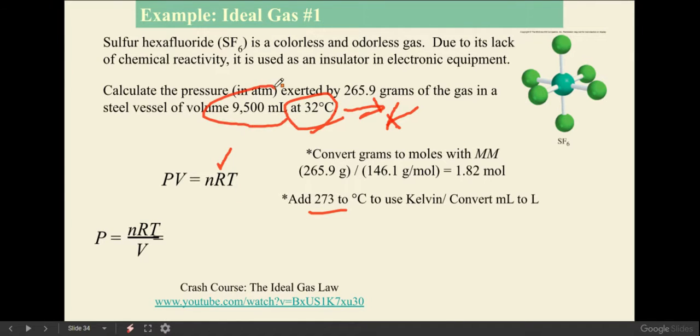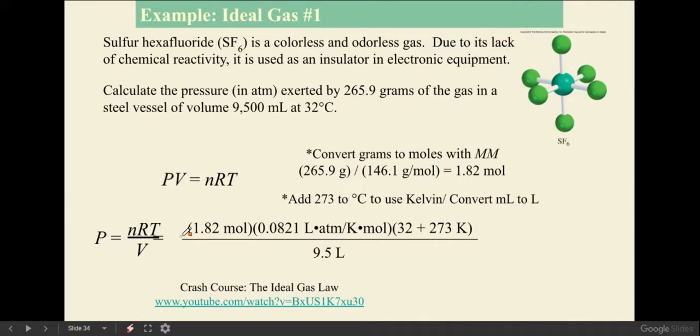And our volume is in milliliters, but we need liters. So just divide by 1,000. And so if you do that, then here's what it looks like when you plug everything in. 1.82 moles. Here's our temperature in Kelvin divided by our volume in liters. We get a pressure of 4.8 atmospheres.